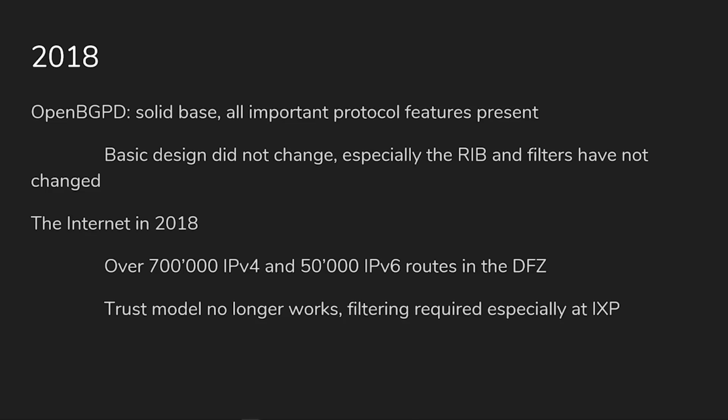We also have the problem that the trust model is no longer working. There have been so many misconfigurations or sometimes even real hijacks of networks that everybody is now like, yeah, we need to start doing filtering. Especially at the internet exchange points, filtering is really important because it has been shown that a lot of the hijacks or the takeovers happened through internet exchange points or peering sessions. So there it's a point where we actually need to work on.